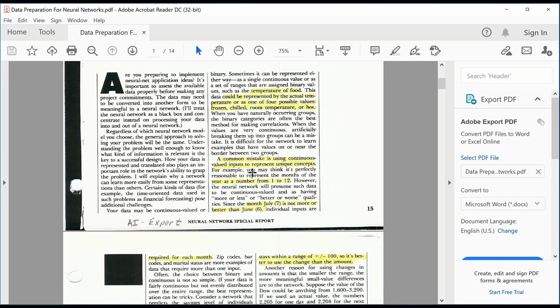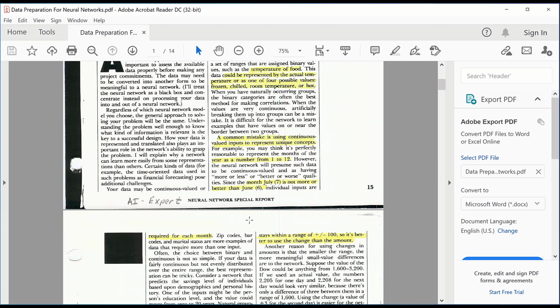And that's not always good, because is December as a 12 times more important than January? Probably not. So again, you might create categories. You'd have an input neuron that represents January, another one that represents February, and so on. So it talks through that. Pull this up and read through it.